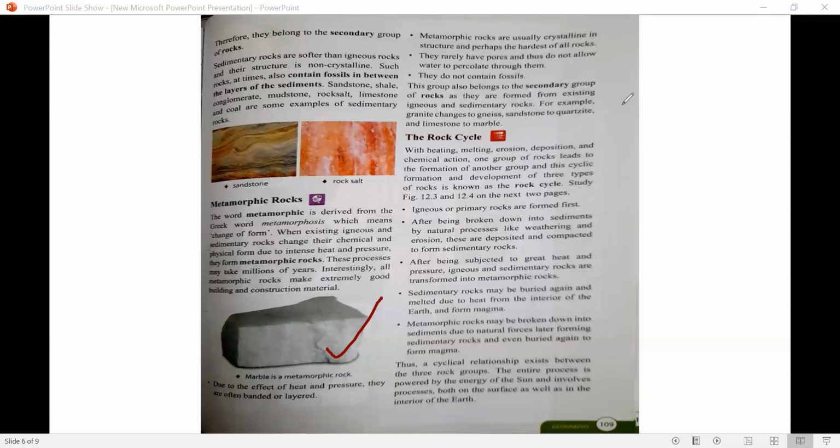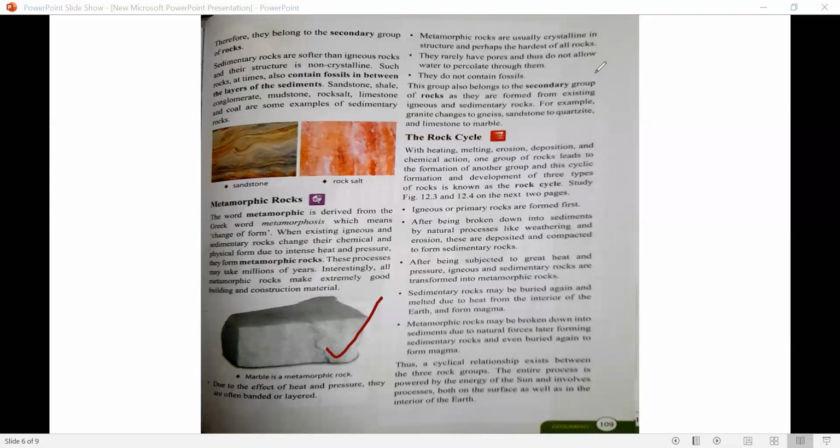Metamorphic rocks are usually crystalline in structure, and they are perhaps the hardest of all rocks. So we can state which is the hardest and which is the softest: the metamorphic is the hardest of all rocks, then come the igneous rocks, and then the sedimentary rocks. They rarely have pores, and thus they do not allow water to percolate through them. So there are two rocks that do not allow water to percolate, which are the igneous rocks and the metamorphic rocks.